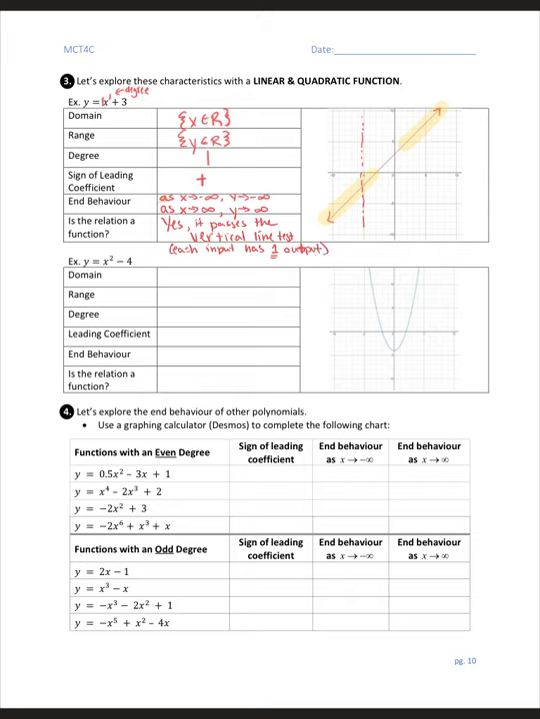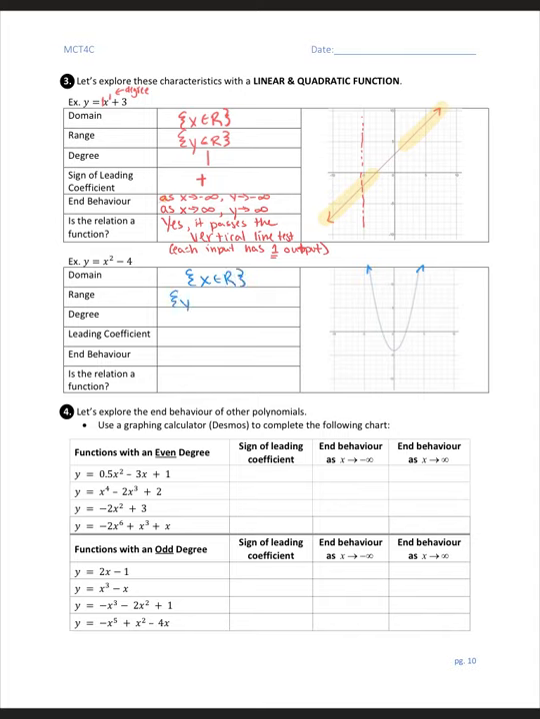Okay, the next one we're going to look at is quadratics. For a quadratic, what is our domain? In this case, our x values continue on the left in the negative, and they continue on the right, and this graph is going to continue on indefinitely on both sides. Eventually we're going to hit all those x values, so we'll say x for all real numbers.